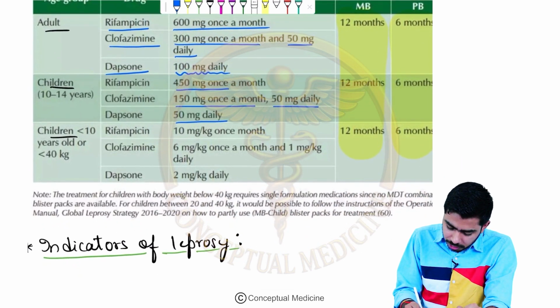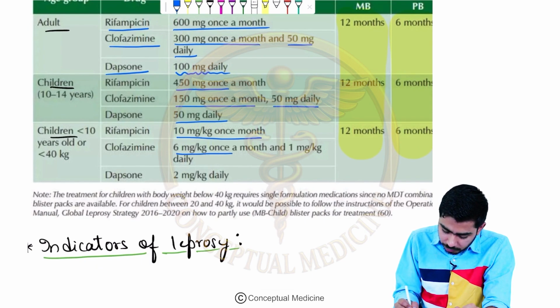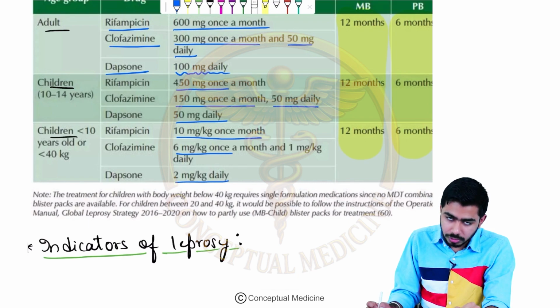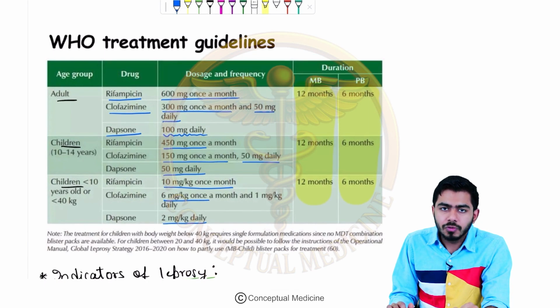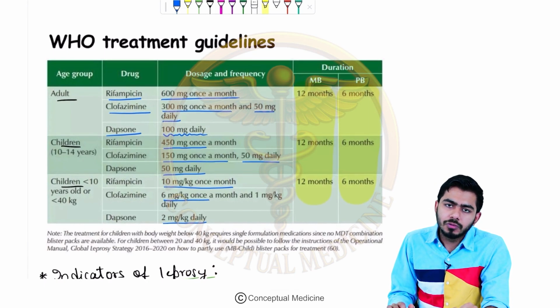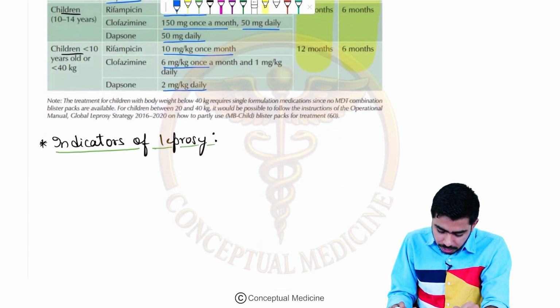So for children less than 10 years, according to the weight, we will be giving Rifampicin 10 mg per kg once a month, Clofazimine 6 mg per kg once a month, and Dapsone 2 mg per kg daily. So that will be the drug regimen for the leprosy patient, for Paucibacillary and Multibacillary patients respectively, as far as WHO treatment guidelines are concerned.